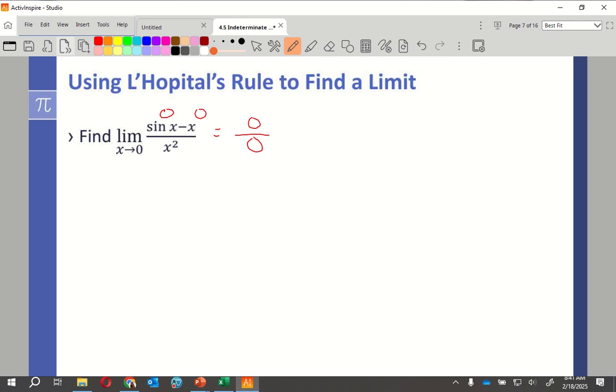Okay, what's the derivative now? Derivative of sine is cosine. What's the derivative of x? 1, right? Over the derivative of x squared, 2x. And we're doing the limit as x approaches 0. So, what is cosine at 0? 1 minus 1 gives me 0, and 2 times 0 is 0. So this is 0 over 0. Indeterminate.